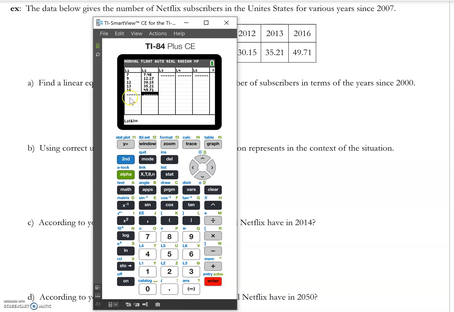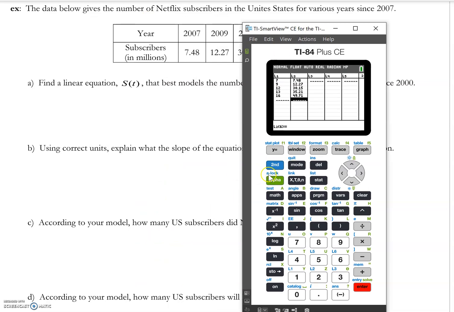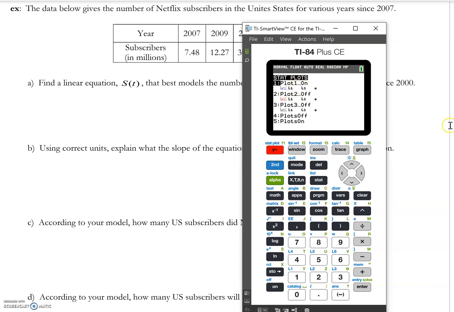Okay, so I double check my work, make sure that my L1 and my L2 are totally lined up. I don't have something missing or something extra. I should be good to go there. From there, remember, I hit second y equals so that I can turn this first plot on. So I hit enter, enter again, and then I'm just now going to make sure by hitting second y equals that that plot is actually on. Then to get a good graph of those dots, I hit the zoom button and then number 9 for zoom stat. And there are my data points.